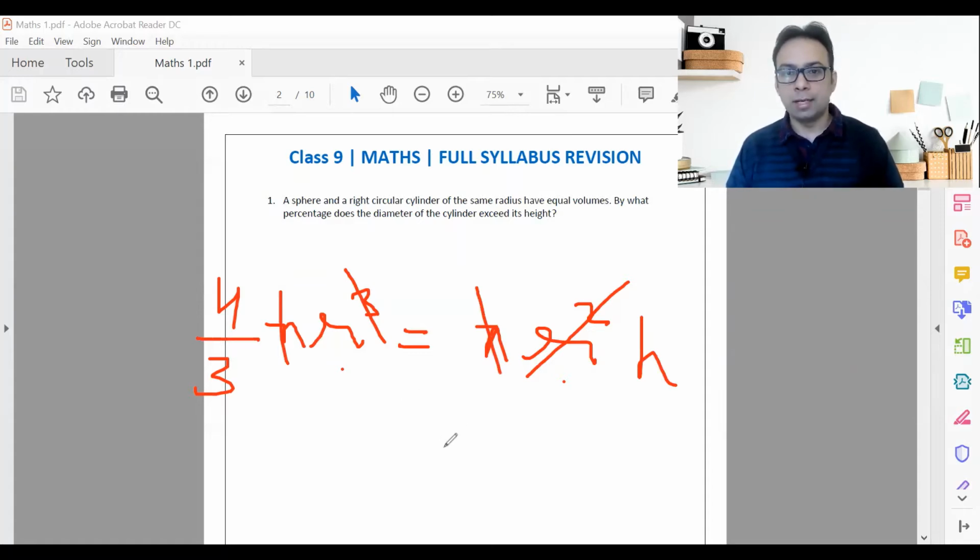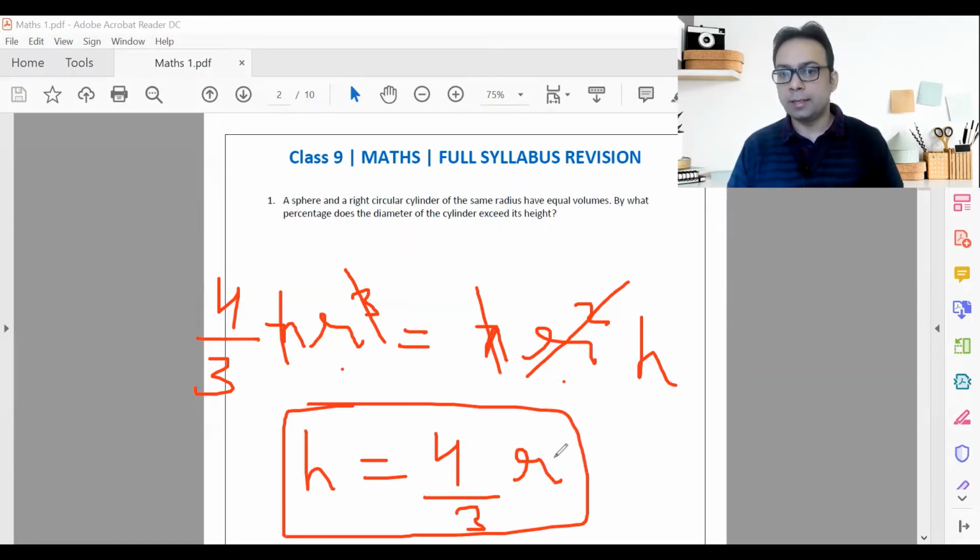Now we have a relation here that height of the cylinder is 4 by 3 times the radius of the sphere, or it is the radius of the cylinder also, because the radius of the sphere and the radius of the cylinder both are the same. So we have established one useful relation that we will use now in the remaining part of the question, that is height is 4 by 3 times the radius.